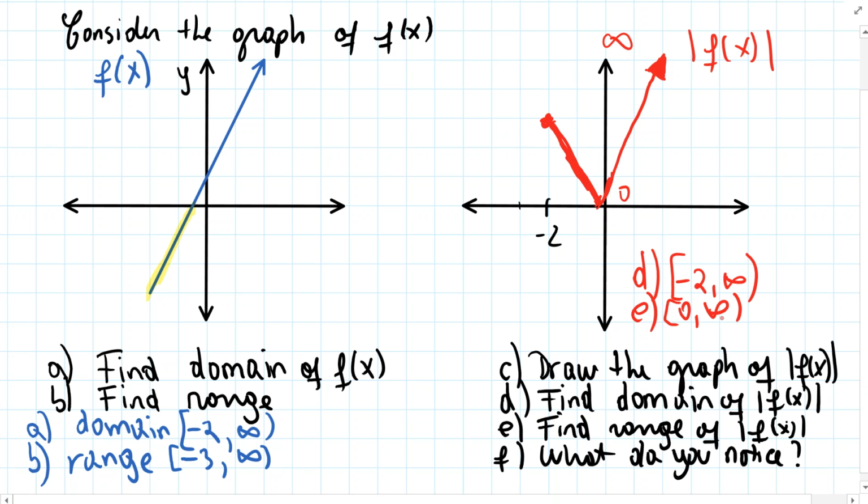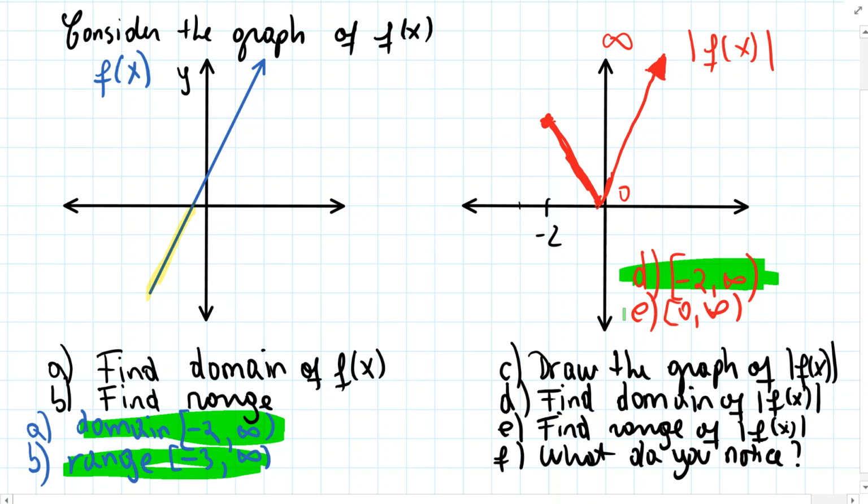So what do we notice about the domain of f of x and absolute value of f of x? You see that it's -2 to infinity for f of x, and it's also -2 to infinity for absolute value of f of x. As opposed to the range, which was -3 to infinity for f of x, and it changed to 0 to infinity for absolute value of f of x. All right, so when I have absolute value of f of x, basically the range is the only one that is going to change compared to f of x.